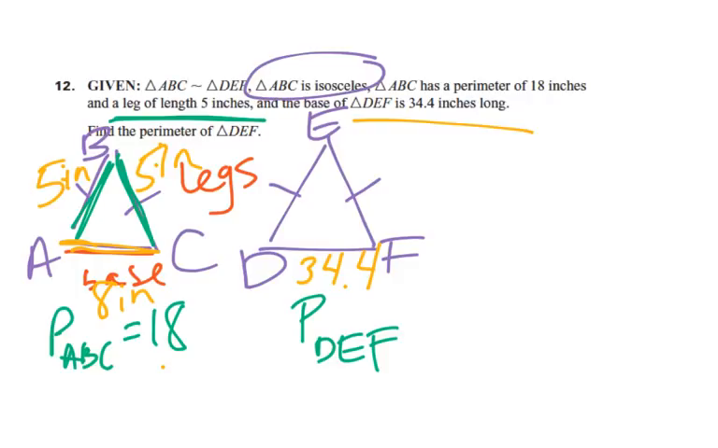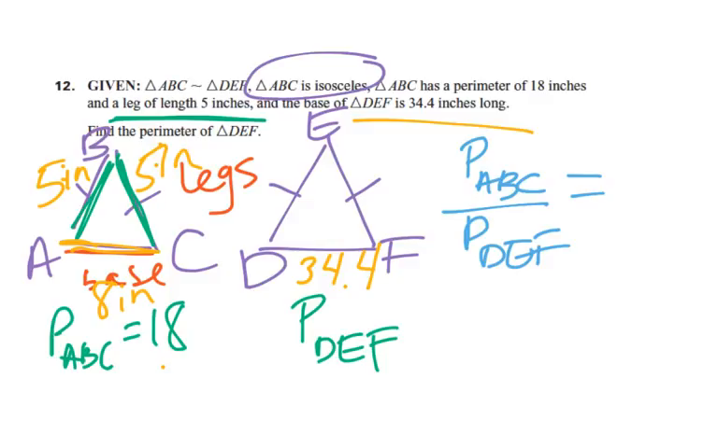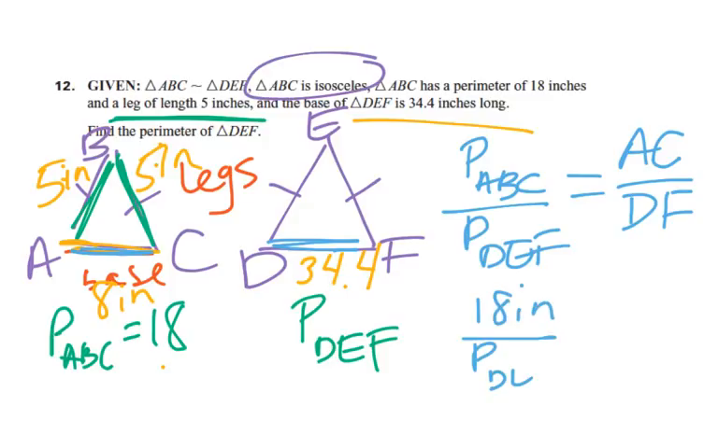Now I'm ready to set up a proportion. So I can do the perimeter of ABC over the perimeter of DEF is equal to the scale factor or the ratio of corresponding sides. Well, I have AC and DF, which are corresponding sides, and I know their lengths. So I want to use that. I need a ratio where I know both lengths. So the perimeter of ABC is 18 inches. I'm looking for the perimeter of DEF. AC I know is 8, and DF is 34.4.